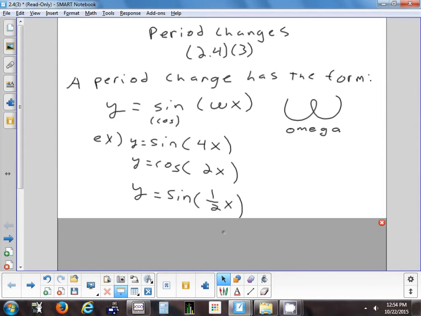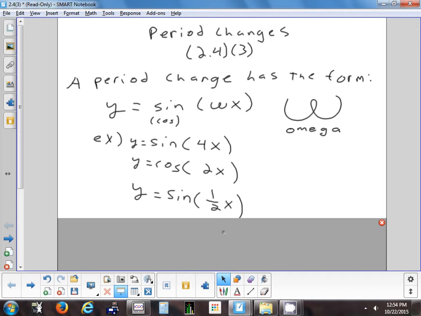All right. So this is like amplitude change because it is multiplication, but you're not multiplying in front. You're multiplying inside the parentheses. So it makes a big difference whether you multiply inside or outside, and then whether you add or subtract inside or outside. Now, what do you think 4 is going to do? Do you think that's going to stretch it out, or do you think 4 is going to compress it? Compress it? Some people say stretch it.